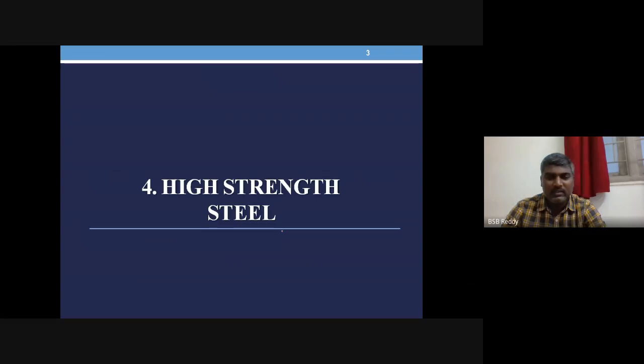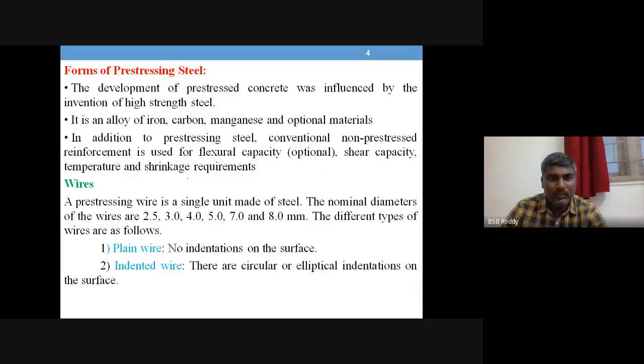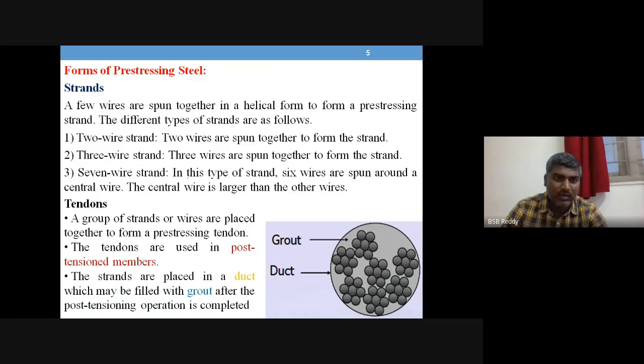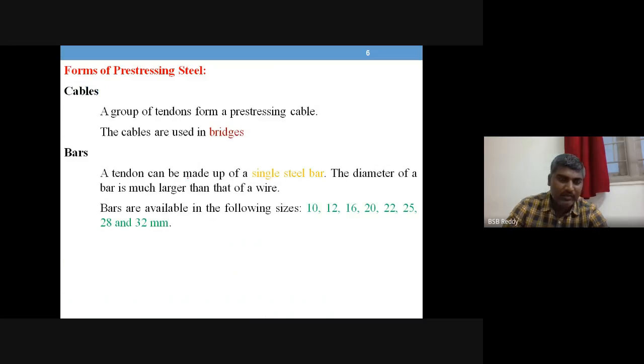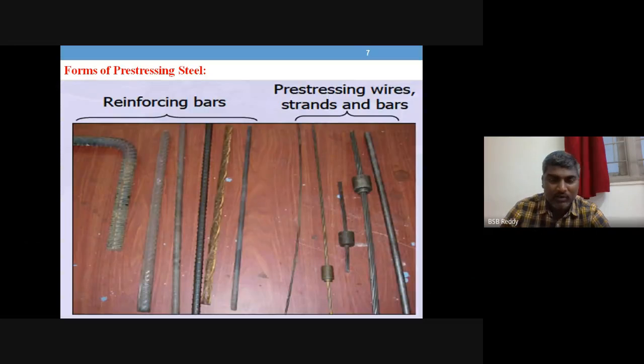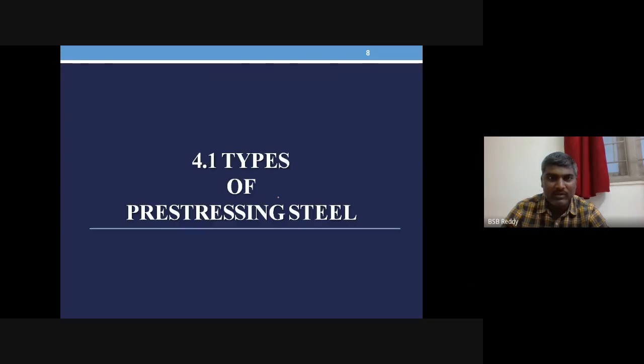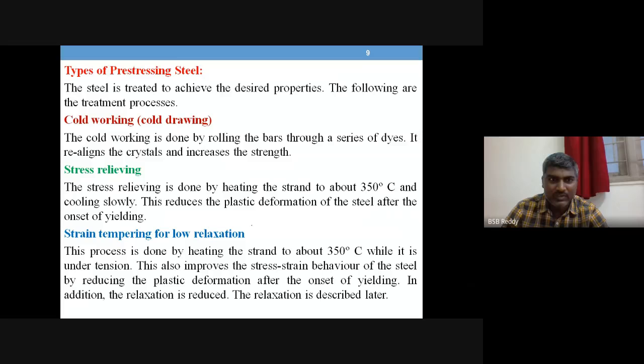Okay, so these are the things which I've been discussing for the last few sessions, right? High strength steel. We started with the forms, to talk about wires, strands, tendons, cables, and bars. What are they? A pictorial representation is also being given here.